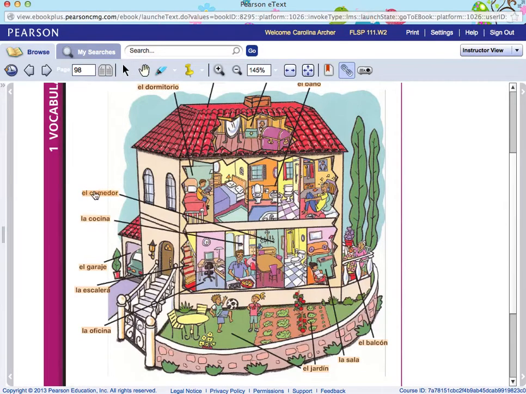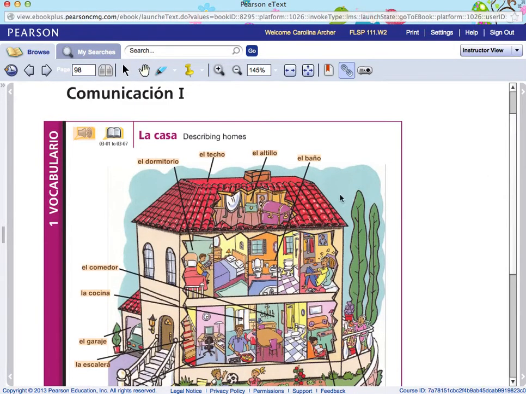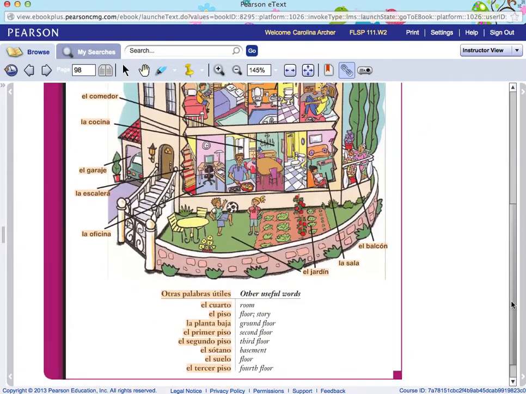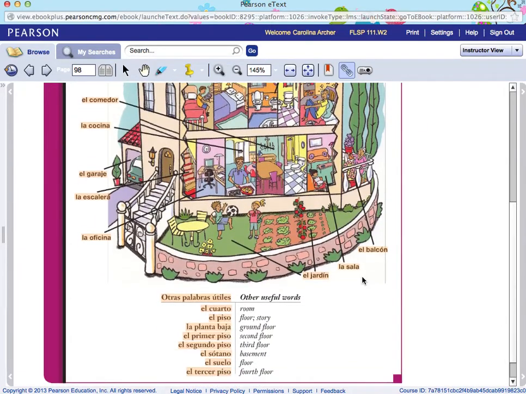And if you notice, comedor comes from the word comer, the place where you eat. El comedor. El dormitorio, the bedroom. El baño, the bathroom. El techo, the roof. And el altillo, the attic. Okay, so practice those words. And here you have a few more useful words. El cuarto means a room. Any room is el cuarto.